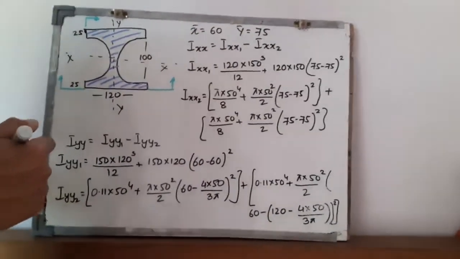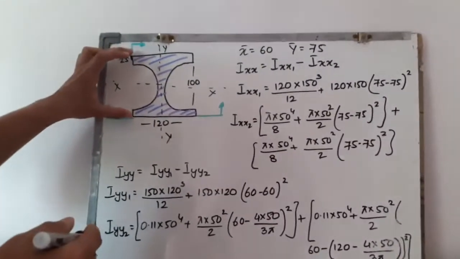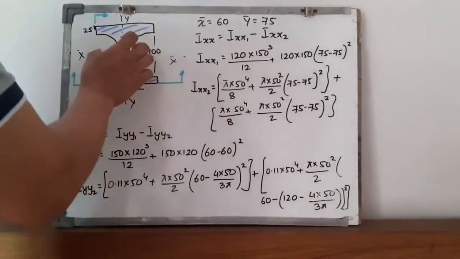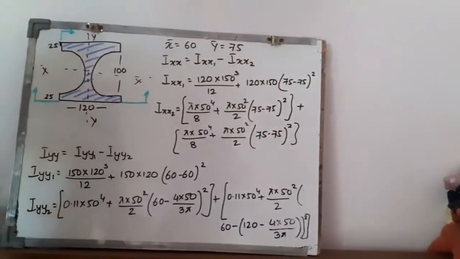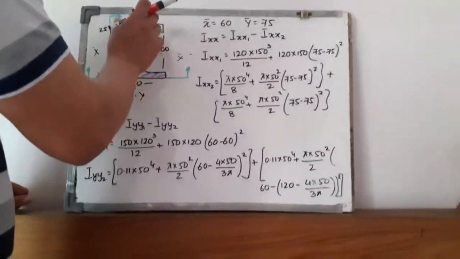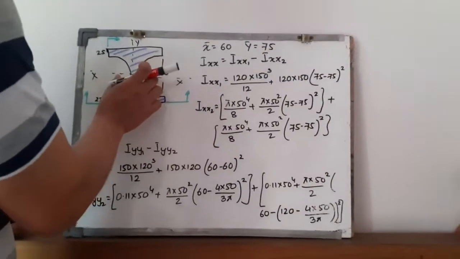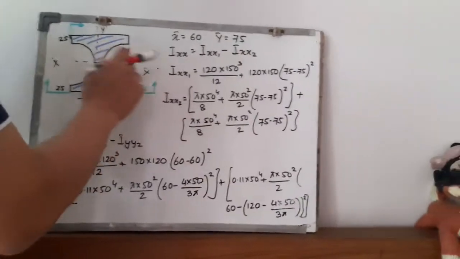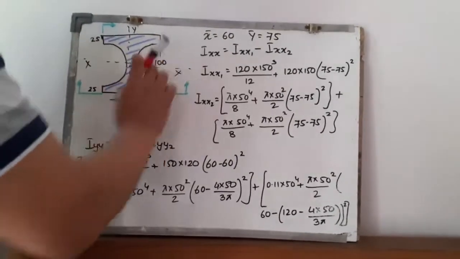Now, if you look at this structure, it is a complete big rectangle from which two semicircles have been removed. I have taken these two semicircles as one single area denoted by body 2. So Ixx of this entire figure is Ixx of this big rectangle minus Ixx of these two semicircles. So let us find out Ixx of body 1. Body 1 is a rectangle of dimensions 120 and 150.